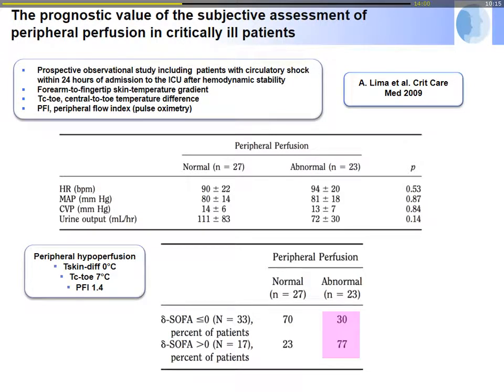There is an ongoing multi-center study, I don't know if it has started or not, targeting specifically these parameters to see if by targeting a tissue perfusion approach, you can do better than only targeting a macrovascular approach. So we will have the response, but I think it's very interesting to work on this kind of indices, which are easy to have at the bedside, and especially the temperature.